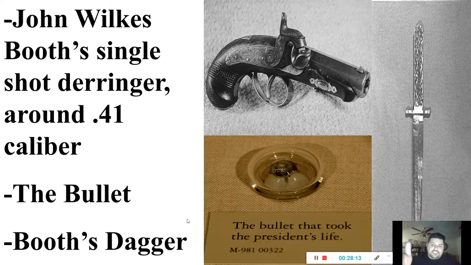So that's the actual gun used by John Wilkes Booth. It's a single shot Derringer. It's a 41 caliber. The bullet is right below it. As you can see, it mushrooms. So if they try to take it out, it was just going to tear through everything. It might have just killed him right there and then. And then the last one is the actual dagger that Booth used to slash Major Rathbone.